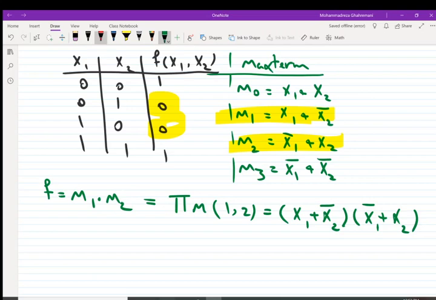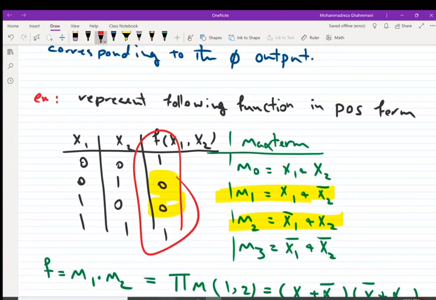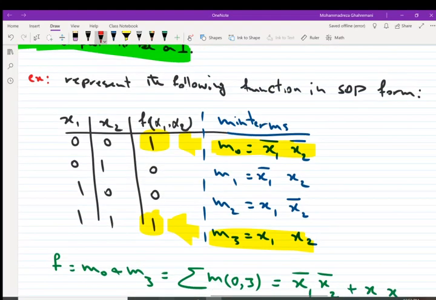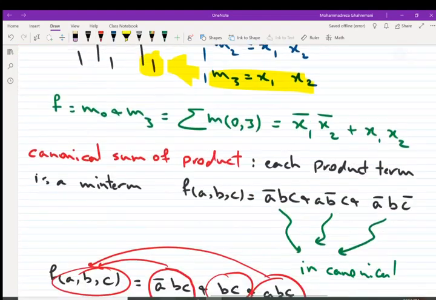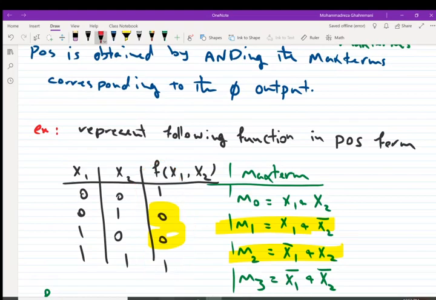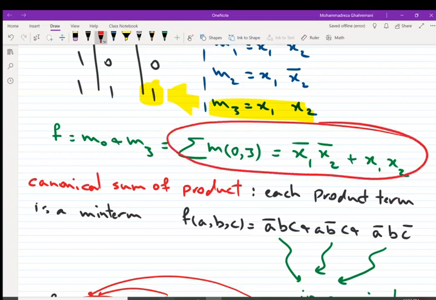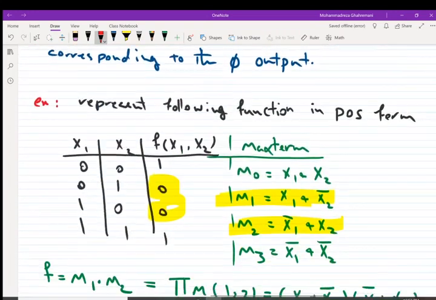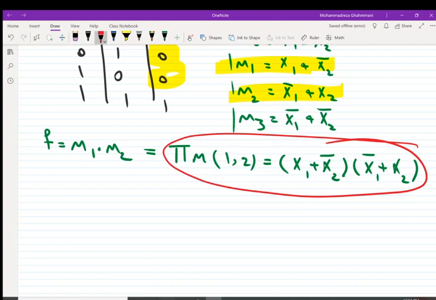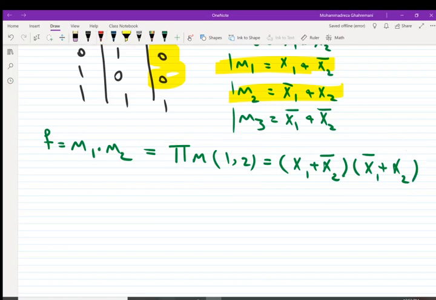If we look at the output of this function and the previous example, we see that both of them are same. Because both of them are same, the function should be same. So we conclude that this form of representing the function is exactly same as this function. These two functions are represented in a different way, but they are exactly same. Let me just try to see if we can prove it.